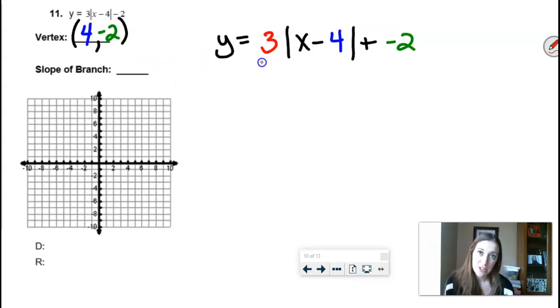The slope of your branch is this 3 over 1. Now, I kept saying we're not going to use our calculator very much. If you were like, no, no, I love the calculator, I want to use it, go ahead. All right, positive slope of 3, and then you're going to move up 3, right 1, and up 3, left 1. So vertex at 4, negative 2. From the vertex, you're traveling up 1, 2, 3, right 1, and 1, 2, 3, left 1.